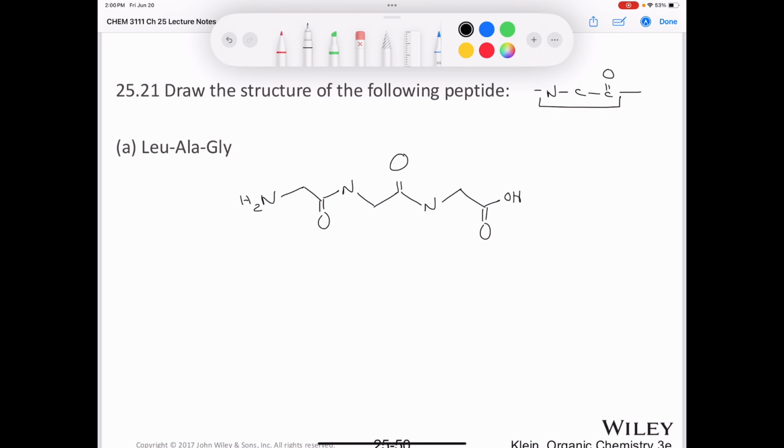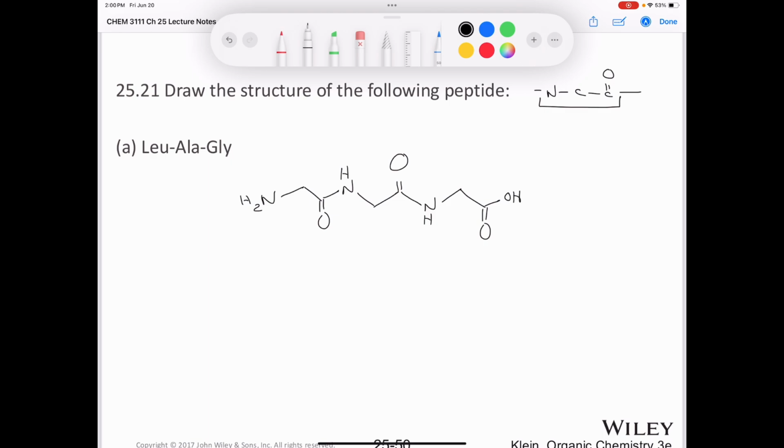Also, the two nitrogens that are in the peptide bonds need hydrogens, so I'll put those there since neither of them is proline. Proline would have the R group tied or tethered into the nitrogen. But anyhow, we've got leucine, alanine, and glycine. So here's how it works. Leucine has an isobutyl group as its R group.